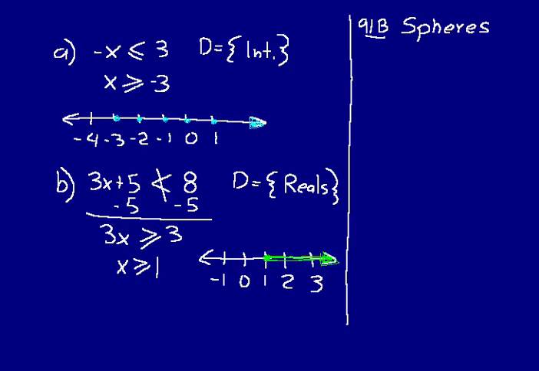Part B of this lesson is on spheres, and in this lesson they're going to tell you a couple of formulas for the volume and the surface area of a sphere. The formula I like to use for the volume of a sphere is 4/3 pi times the radius cubed.